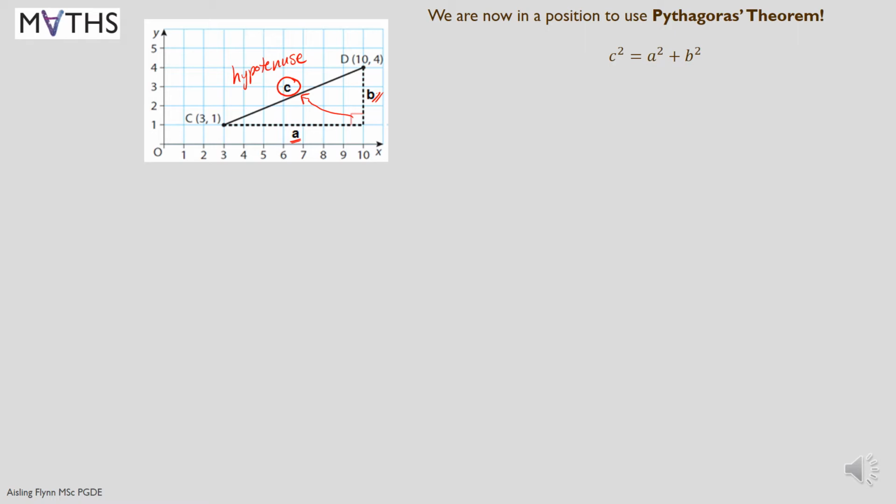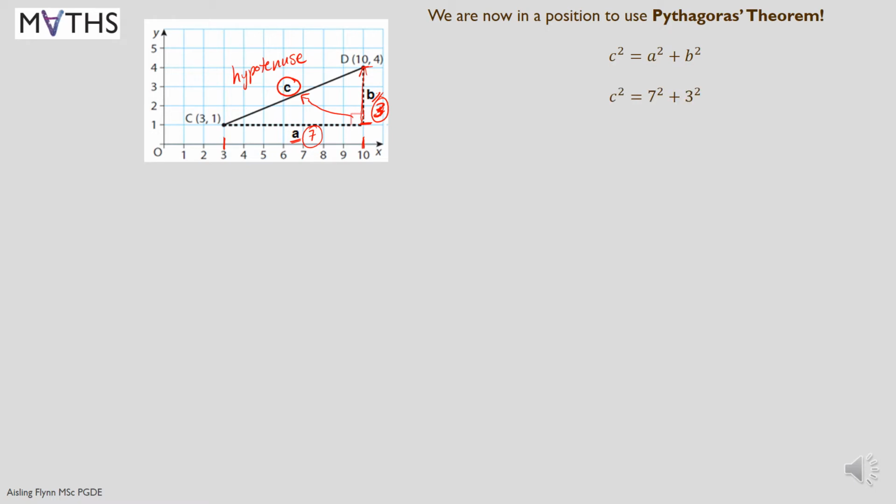So looking at a, well, a goes from an x value of 3 horizontally to an x value of 10. So 3 up to 10 gives us a value of 7. So the bottom of that triangle there is 7 units long. And for b, we're starting at a y value of 1, and we're going up as far as 4. So that gives me 3 units. You can just count the boxes up, 1, 2, 3.